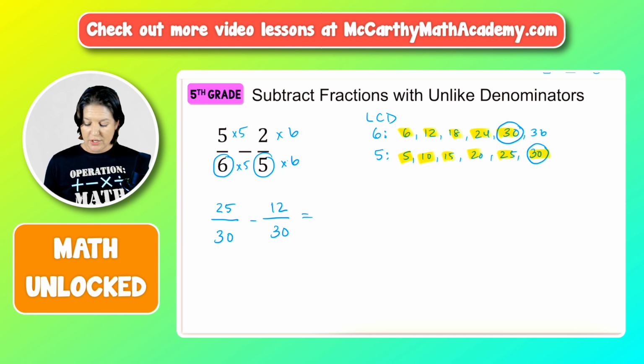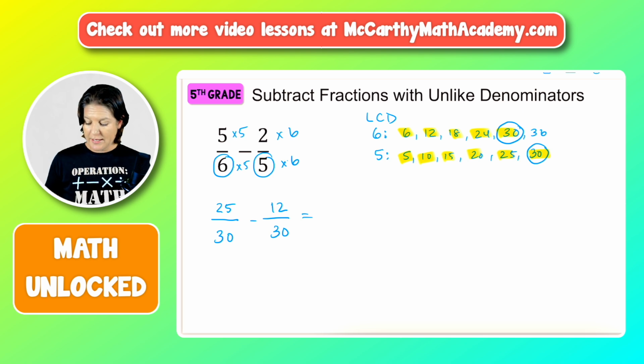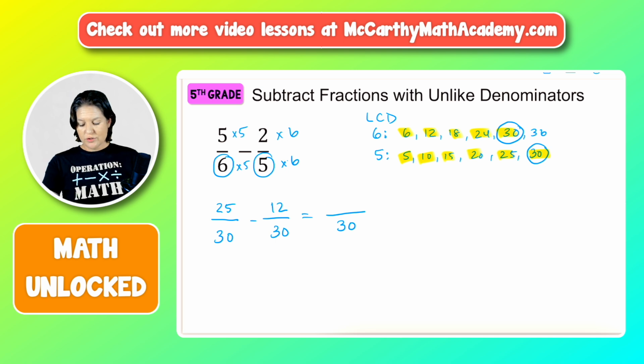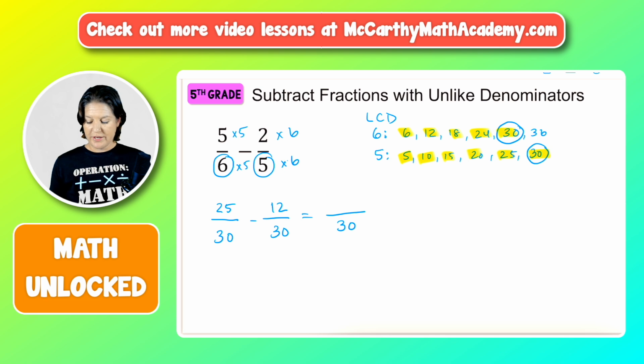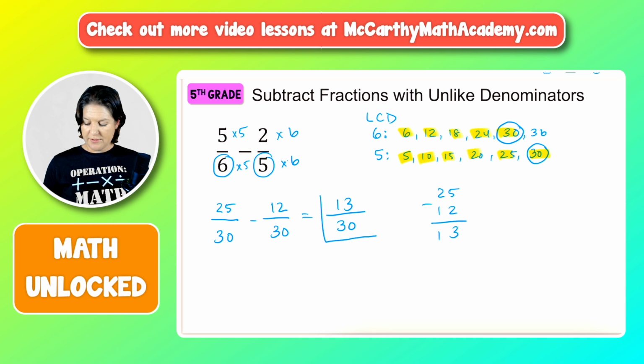So we just use subtraction in the numerator, and the denominator slides across. So 25 thirtieths minus 12 thirtieths would be, just to make sure, because I don't want to mess up in this video, 13 thirtieths. This is an acceptable answer here.